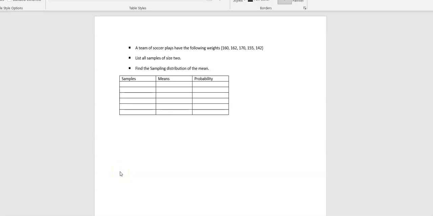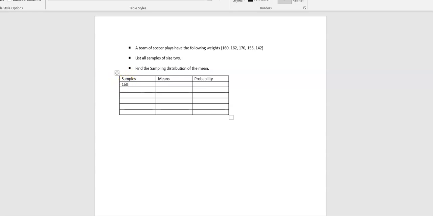All right, so we have a team of soccer players that have the weights, they're listed there, and we want to list all samples of size 2, and then we're going to find the sampling distribution of the mean. All right, so we've got these 5 weights here. Let's list all possible samples of size 2.